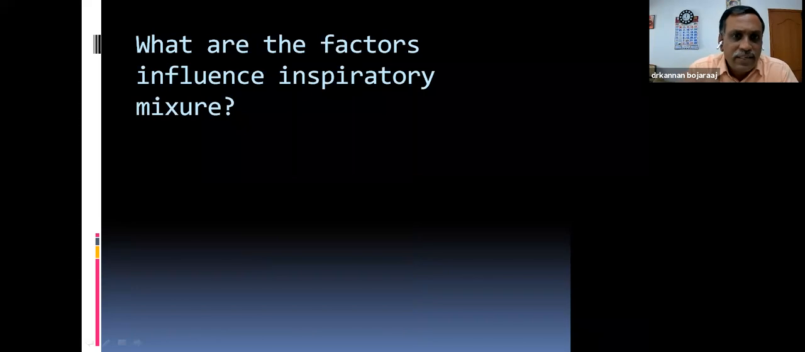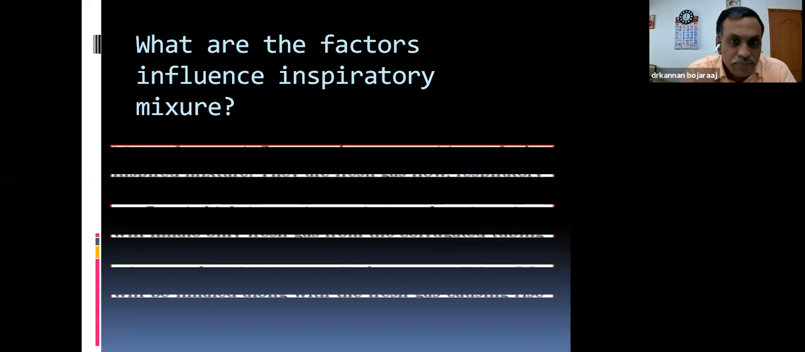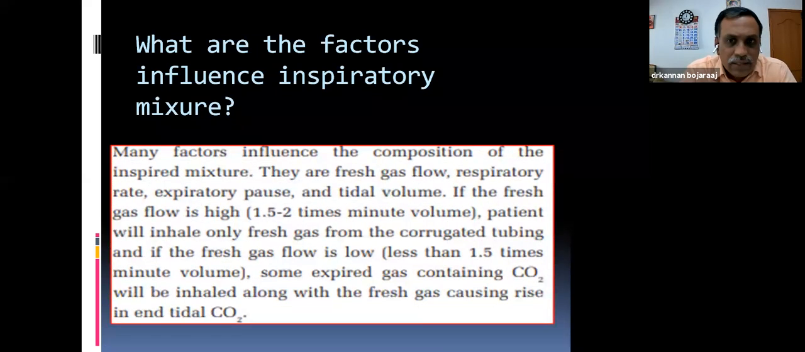What are the factors that influence the inspiratory mixture? There are many factors that I have already told. The fresh gas flow is the most important factor. And the respiratory rate is another important factor, because the higher the rate, what happens to the pause? The time between inspiration and expiration is very low, and we cannot vent out the gases present in the corrugated hose.